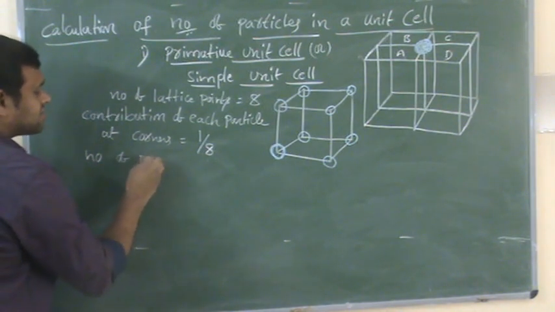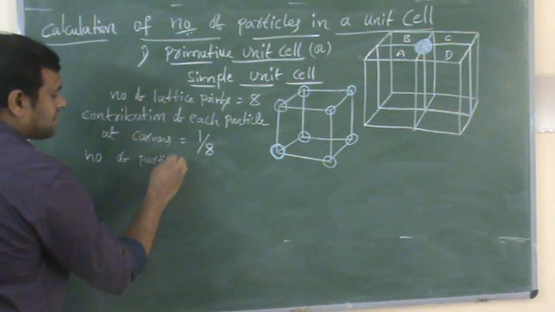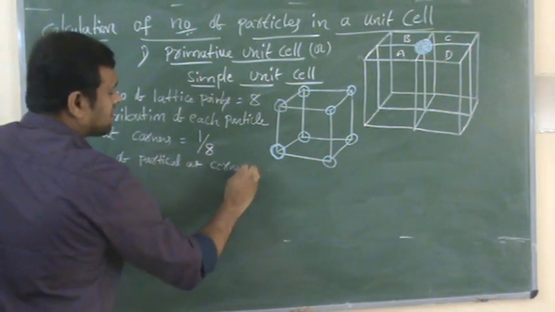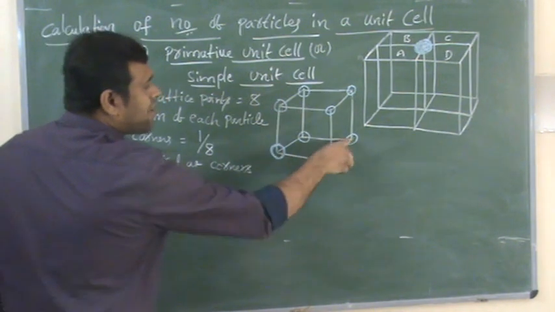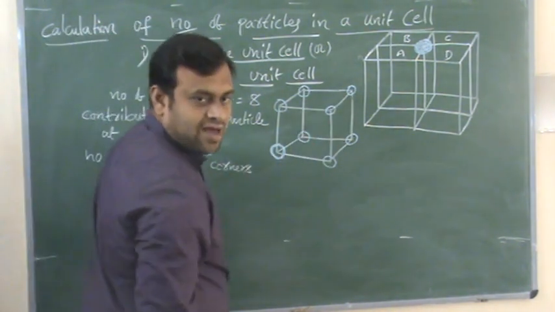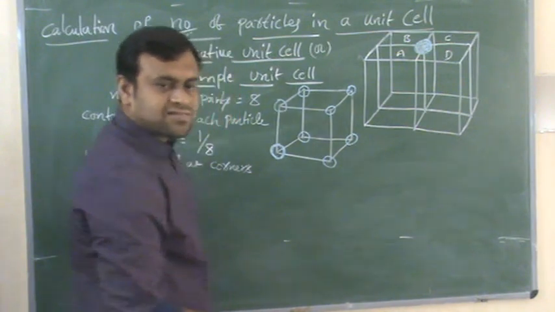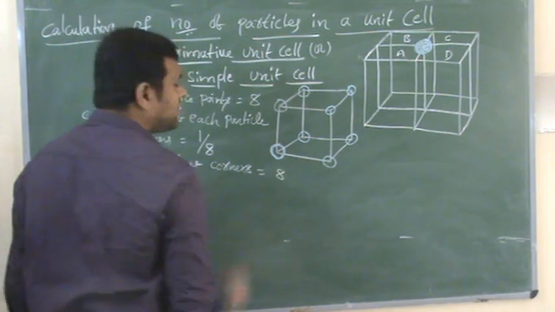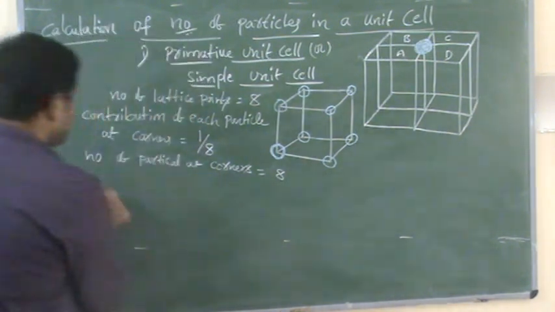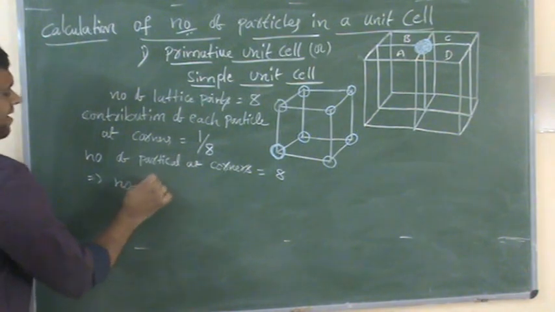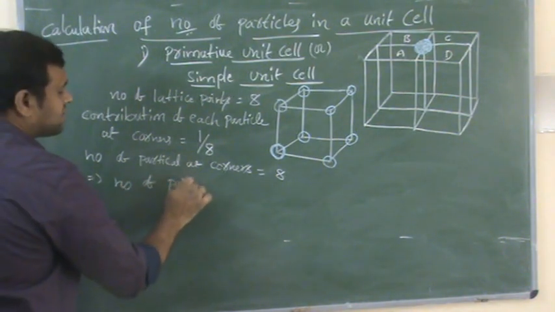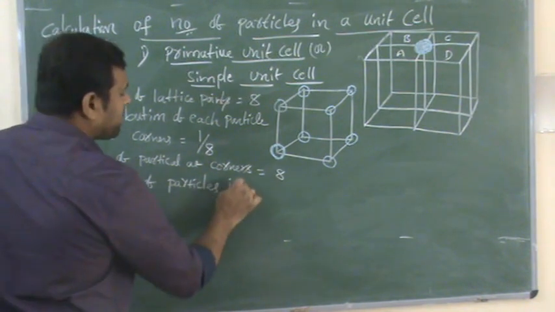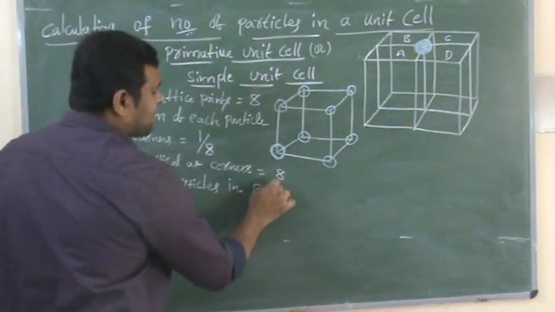Number of particles at corners: there are 8 lattice points. Therefore, how many particles are present at corners? Number of particles present at corners is equal to 8. Correct? So that implies the number of particles in a primitive unit cell.